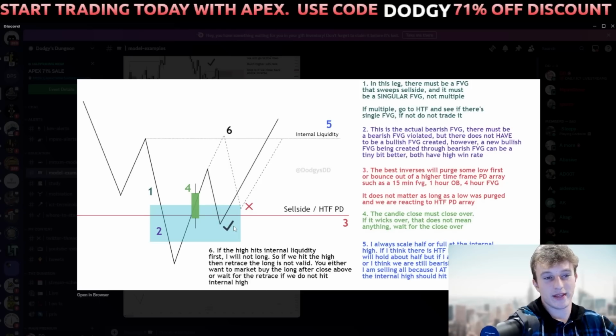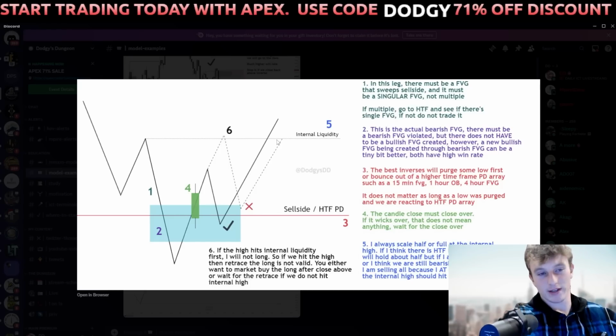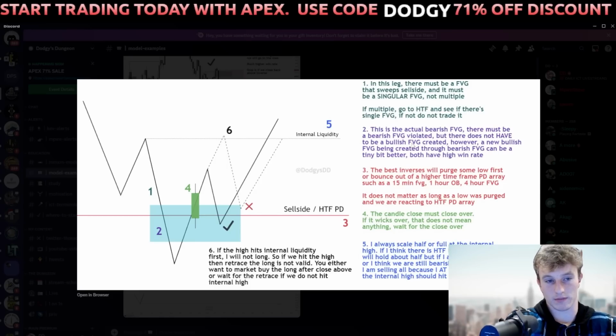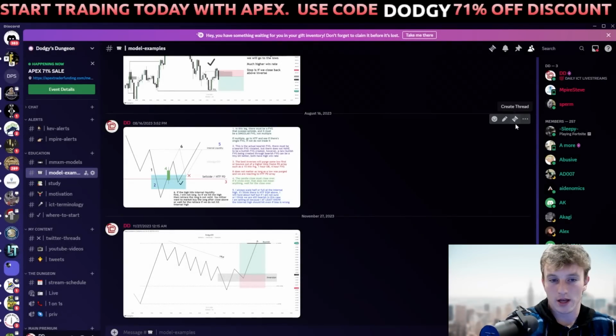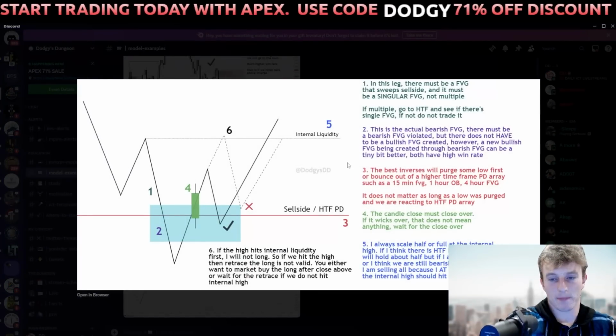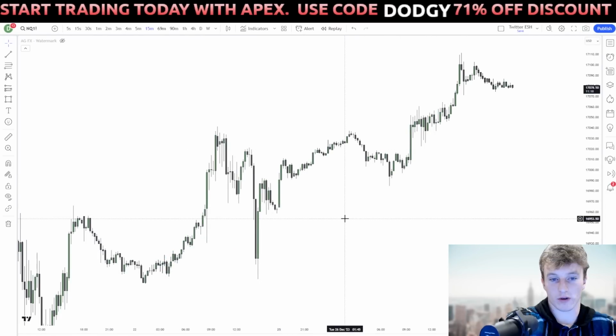This is good because what if the bias is bearish, but we think the bias is bullish? Well, if you take this, you're not going to take a loss, because we're at least going to hit this internal high, which is usually where I move my stop to break even, or where I scale half if it's more than 10 points. Maybe I'll scale like 25%. It just depends on the bias and what I'm thinking. So pause this video. That's the model I'm actually looking for.